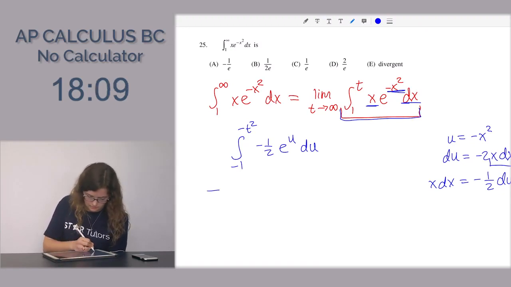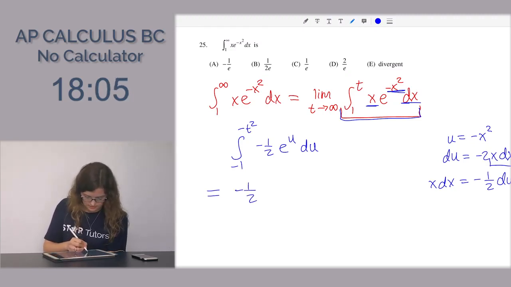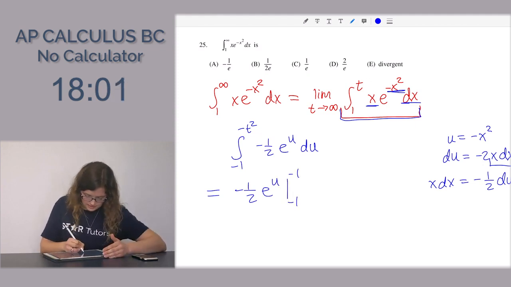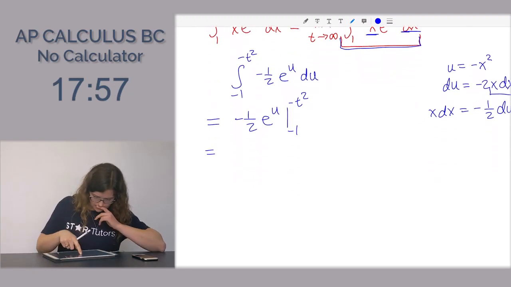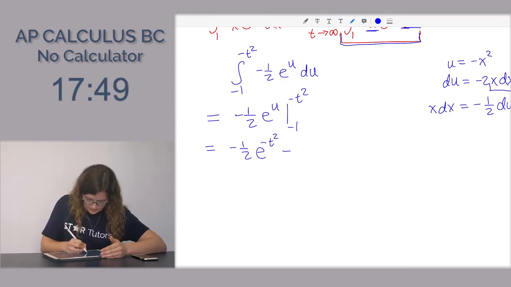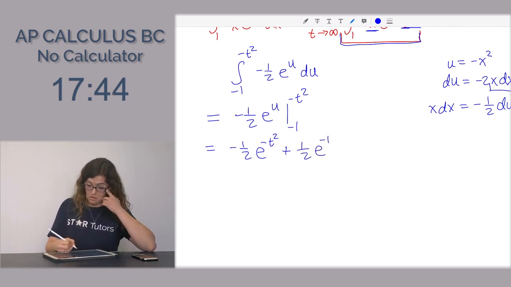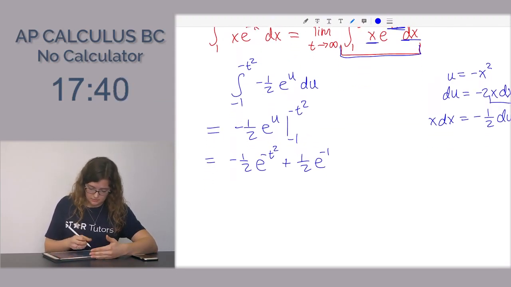Evaluate that then. The integral of e to the u is just e to the u, which is nice. So we've got negative 1/2 e to the u, evaluated from negative 1 to negative t squared. Be careful about these negatives. Plug these in, and we get negative 1/2 times e to the minus t squared, minus negative 1/2, so that's a plus 1/2 e to the minus 1. Whew. Okay, and now I want to take the limit of this as t goes to infinity.